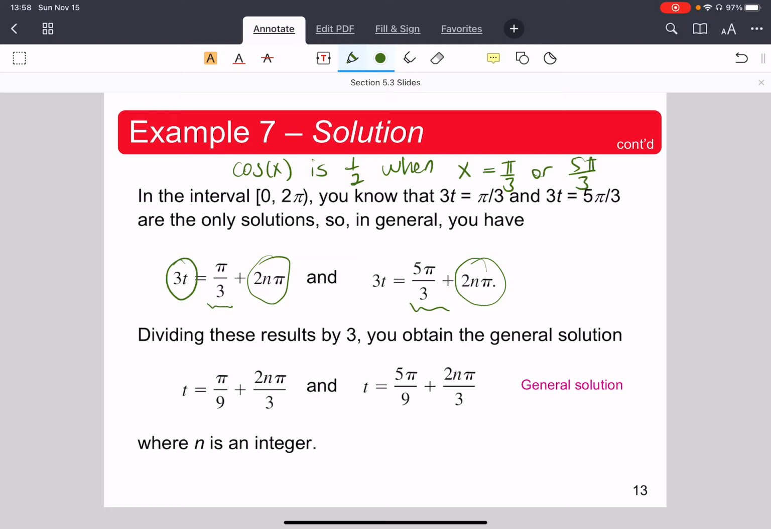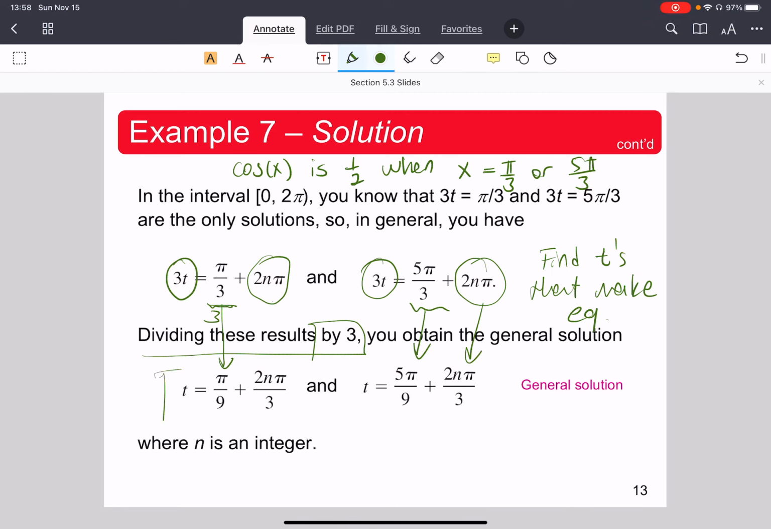So then we're almost there. We want to find the t's that make the equation true, and we need just the t's, but we have 3t's. So what we'll do is divide the results by 3, and then pi over 3 becomes pi over 9, because you divide it by 3. And then 2n pi becomes 2n pi over 3. And the same thing here, divide this by 3. And then these are going to be my general solutions for this particular example. So hopefully that all makes sense, and that's going to be all for this video.